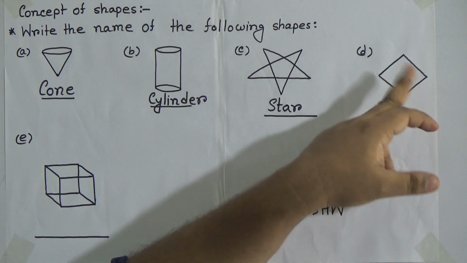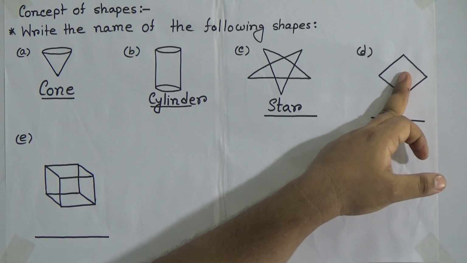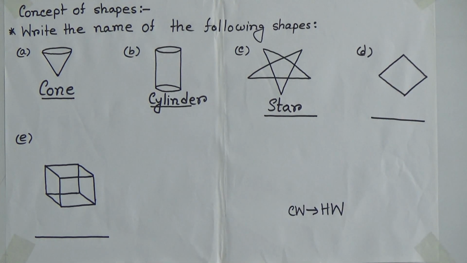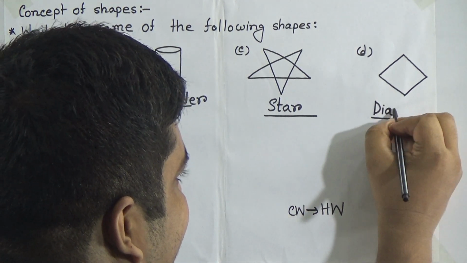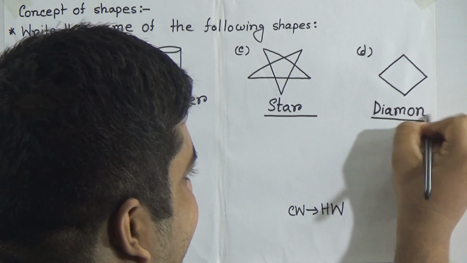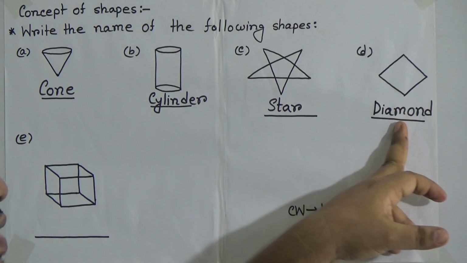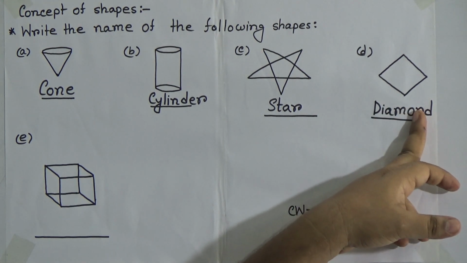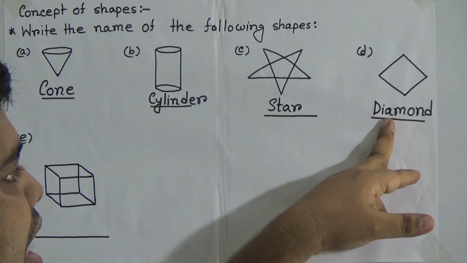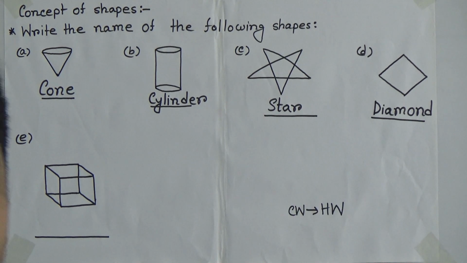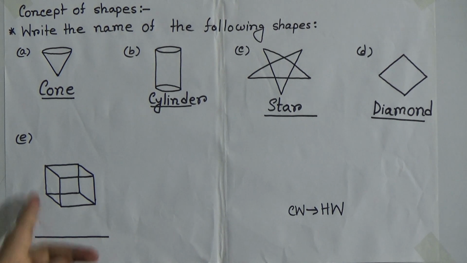Next, number D. What is the figure? The name of this figure is diamond. So write diamond here. D-I-A-M-O-N-D, diamond. So my dear students, the name of the figure is diamond and the spelling of diamond is D-I-A-M-O-N-D, diamond. Okay, the fourth one is done and our last one.